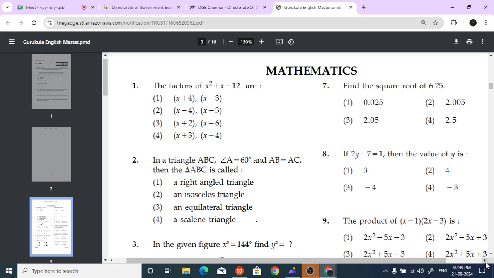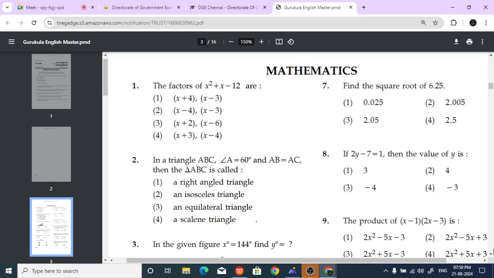Sir, 2x square minus 5x. Which option? You tell me the option number. Sir, 6. Which option? Is it option 2? Are you able to hear me? Hello? Any network problem? Are you able to hear me? Yes, sir. So which option is the correct option? Second option. Am I correct?